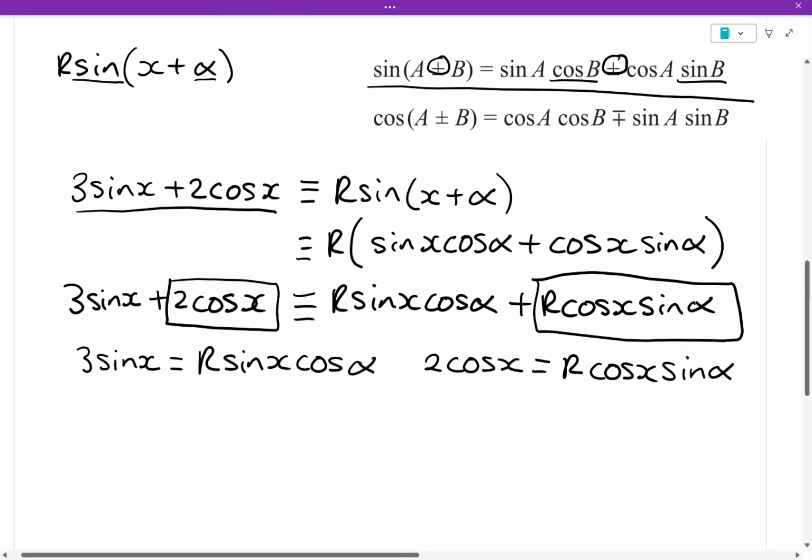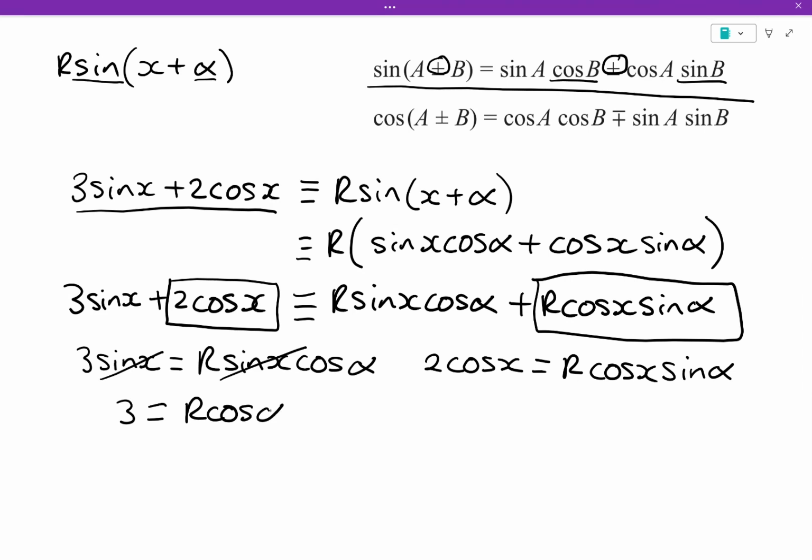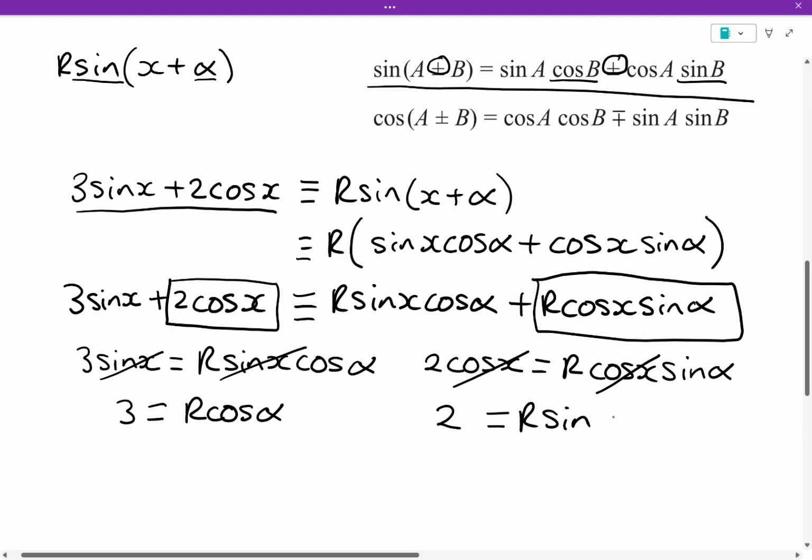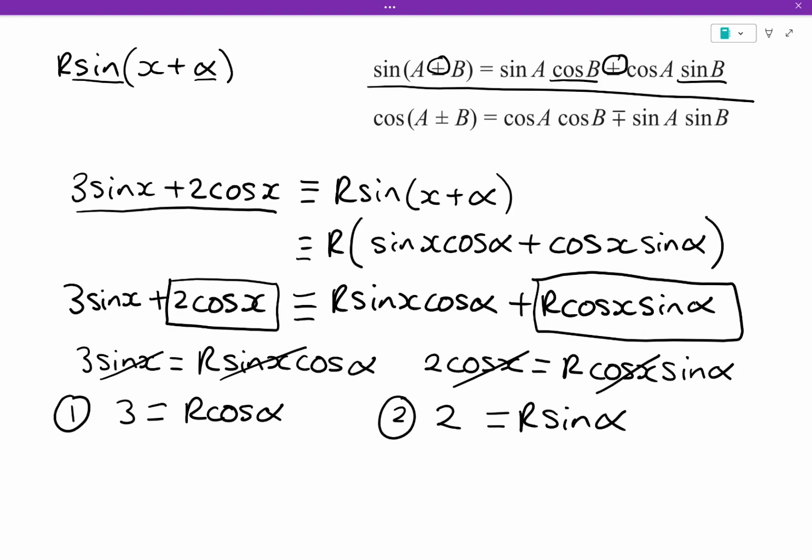So now what I can do is go to both of these equations that I've got here, and I am going to simplify, because for the first one here, the sine x is a common factor of both sides. So therefore, I could divide by sine x and divide by sine x to get 3 is equal to r cos alpha. And then on the other one, I could divide by cos x and divide by cos x. And that would leave me with 2 is equal to r sine alpha. Now we have this pair of simultaneous equations in 2 variables, which I'm going to make use of.